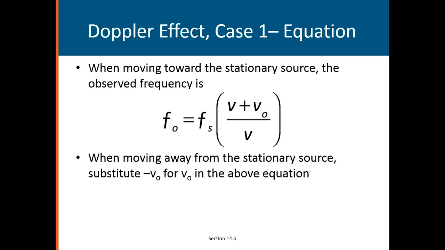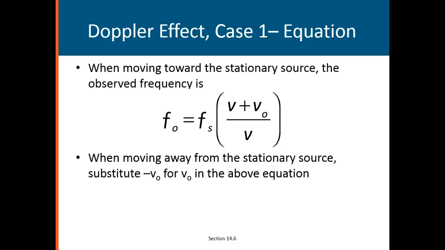See, this numerator is obviously larger than the denominator, so this ratio is greater than 1, so the frequency of the observer is greater than the actual frequency. If you put a minus in there, then the numerator is obviously less than the denominator, so this is a ratio less than 1, so the frequency of the observer is less than the frequency of the source, meaning it's a lower frequency. Okay, does that kind of make sense?